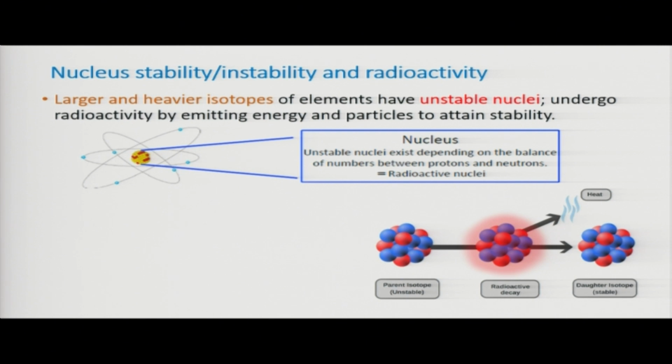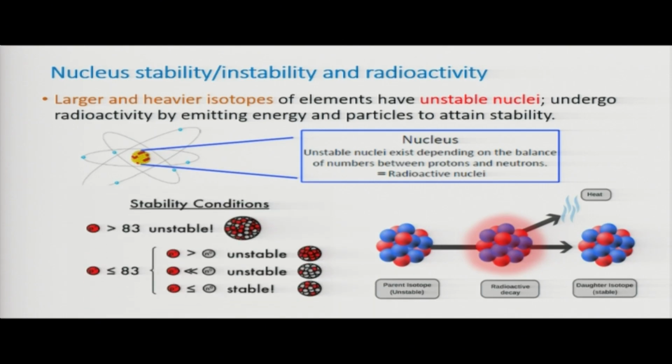Now, exactly how is the balance between neutrons and protons existing or causing radioactivity? How does it really bring about that? This takes us to the stability conditions.